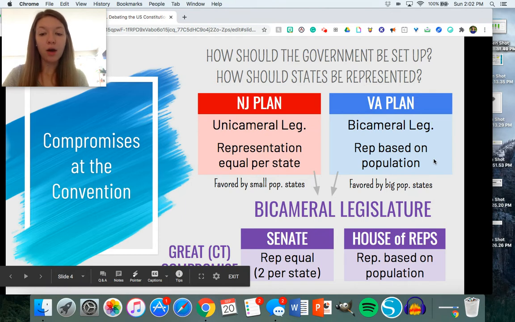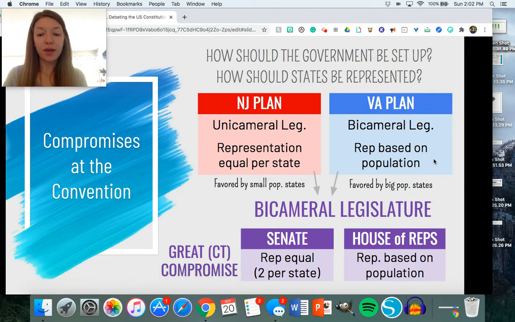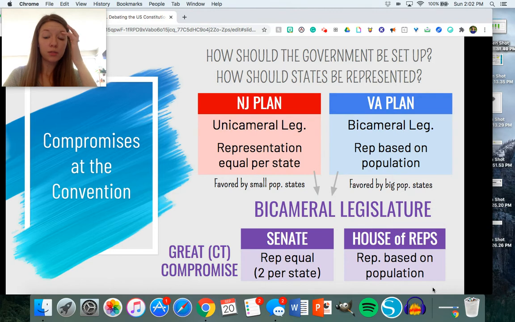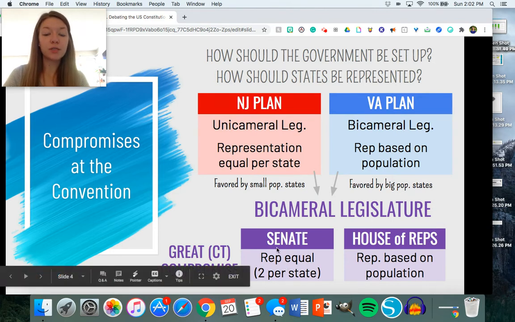Okay. And ultimately, when we're looking at this, we see kind of the best of both worlds here, right? The Virginia plan and big states got their population in one of the parts, and New Jersey and the smaller states got equal representation in the Senate. Okay.